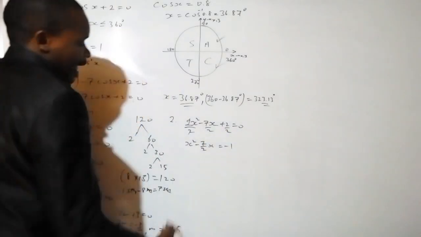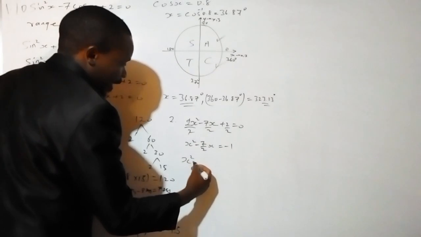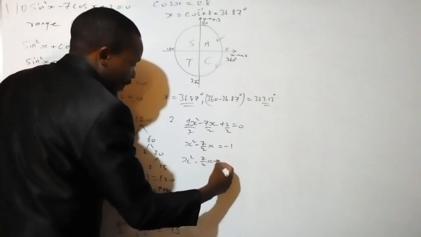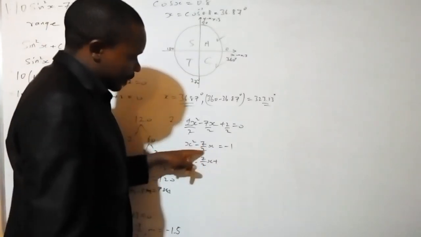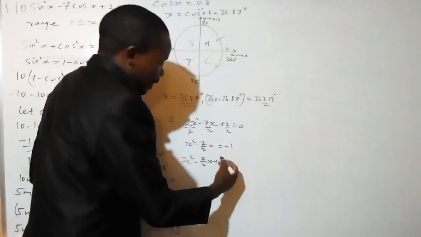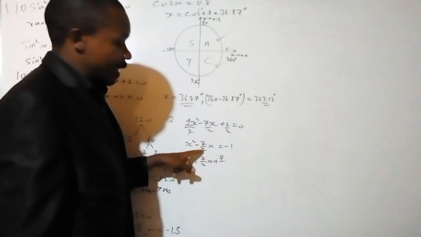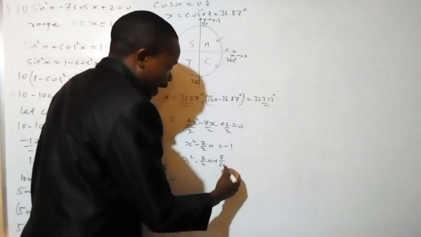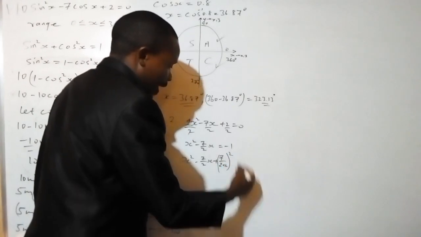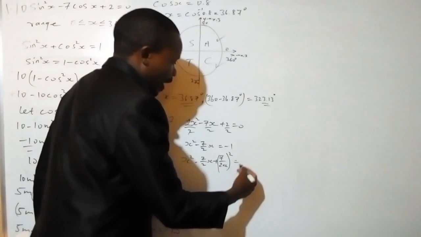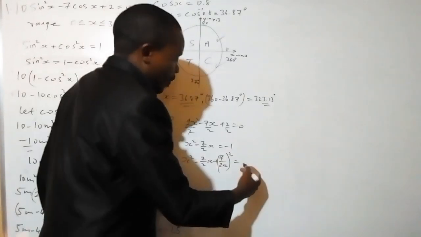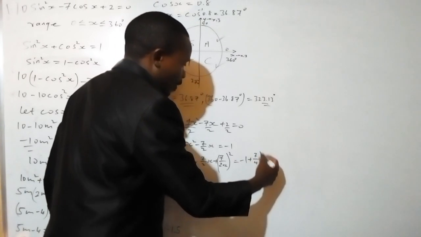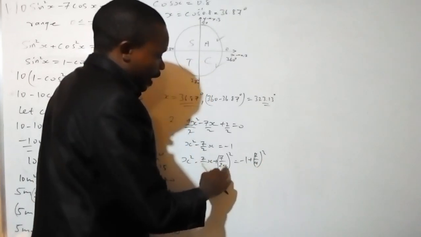Next, we are going to have x squared minus 7 over 2x. Then what follows, we take this 7 over 2, and our denominator, you are supposed to multiply it by 2 always. Our 2, we multiply by 2: 2 times 2. Then the whole of this you say squared. That is what you call the complete square. What you have done on your left hand side, you do the same on your right hand side: negative 1 plus 7 over 4 squared, since 2 times 2 is 4.